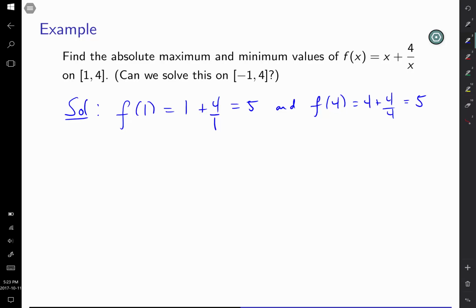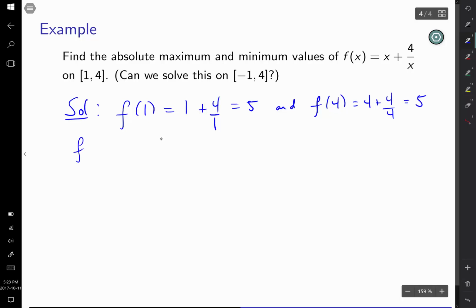Well, the next thing we do is calculate the derivative. What is f prime? The derivative of x is simply 1. And for 4 over x, remember that 1 over x is x to the minus 1. The power rule says we get minus 1 times x to the minus 2, which is minus 1 over x squared. Multiply that by 4 and we have minus 4 over x squared.